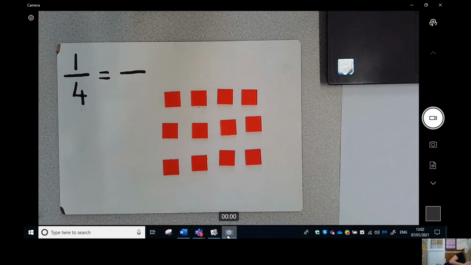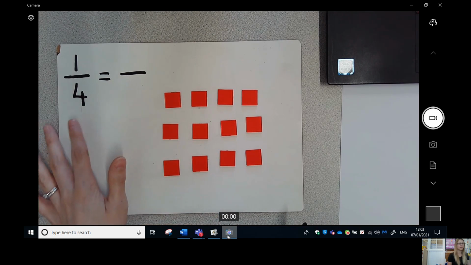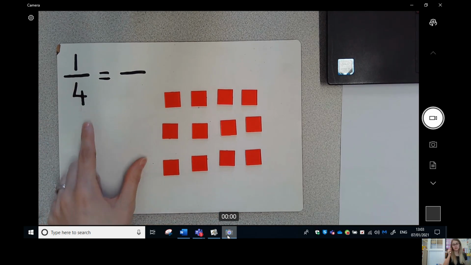So this time I am going to have the same amount of counters, but I'm going to be finding 1/4. So I want to find 1/4 of these 12 counters. So how many groups am I going to need to split the counters up into this time? When I had 1/3, I put them in 3 groups. How many groups do you think I'm going to be splitting them up into this time?